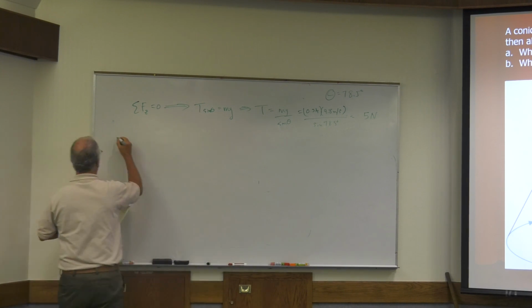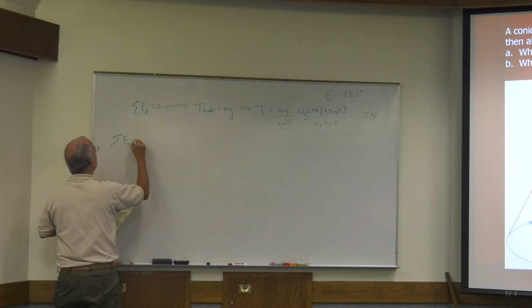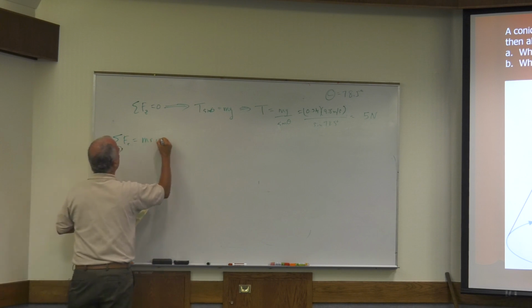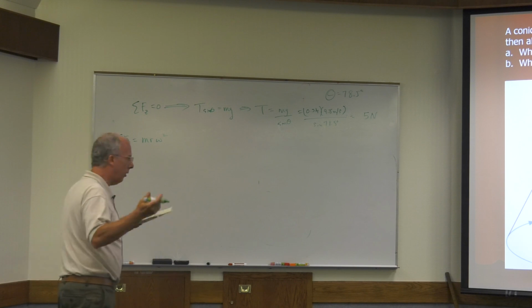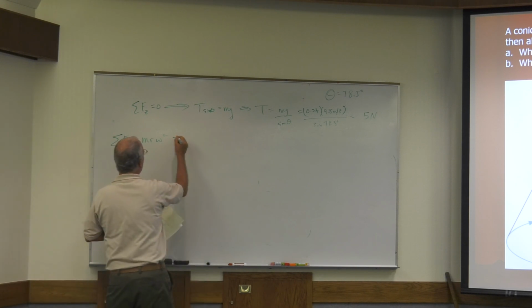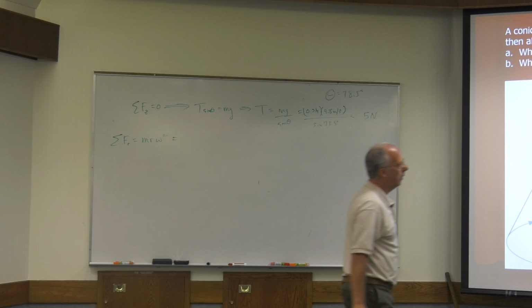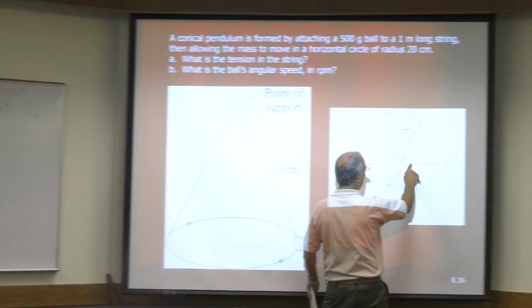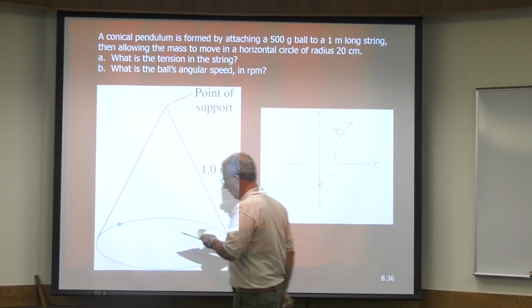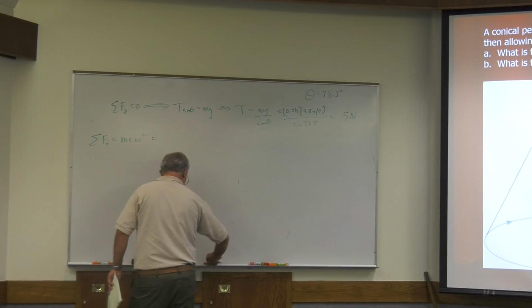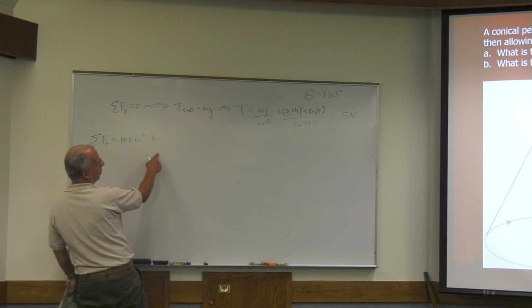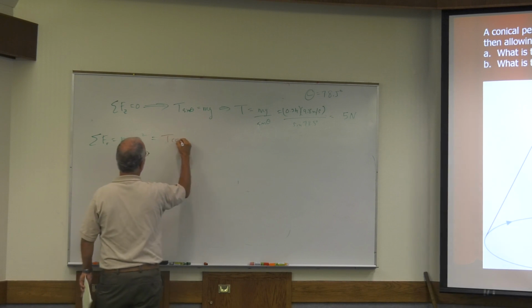All right, we can handle it. So the sum of the radial forces equals m r omega squared, right? I'm going to use that because I want the omega. Now, there's only one radial force. What is it? It's just T cos theta, right? You write that down because it's true.